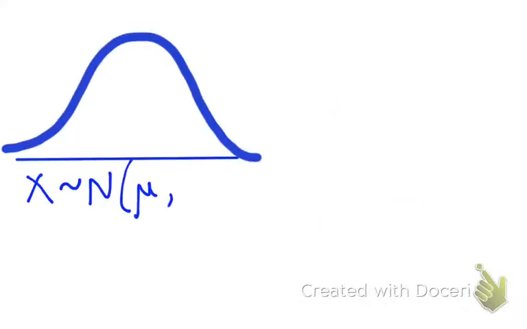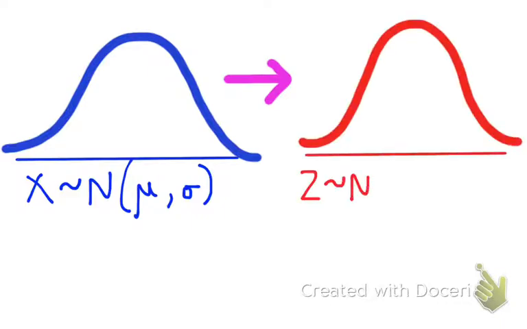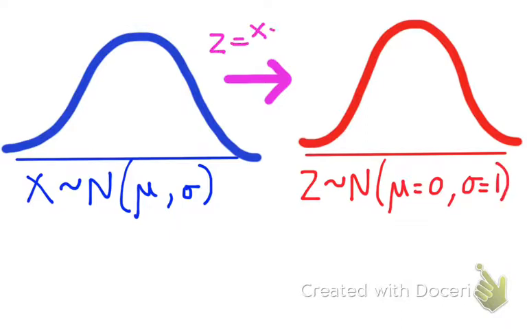So let's have a look. If I've got a normal distribution with a mean and some standard deviation, I want to convert that into our z distribution, which has a mean of 0 and a standard deviation of 1. And there's a little formula that does that conversion. Z equals x minus mu over sigma. So x is just a data value, take away the population mean, divided by the population standard deviation.